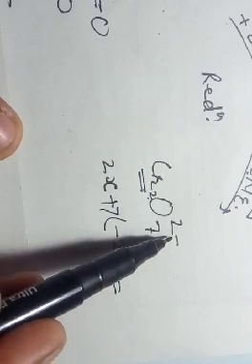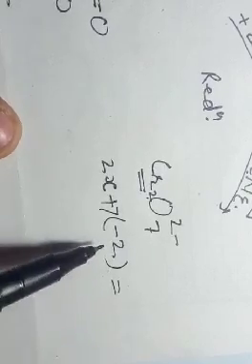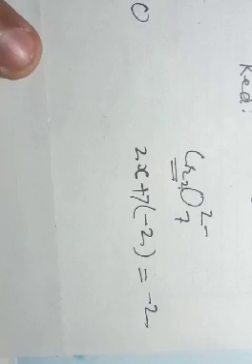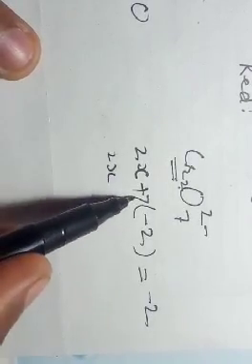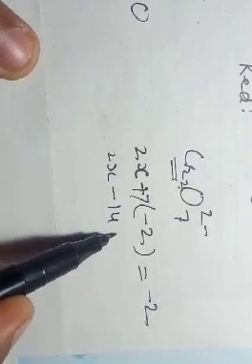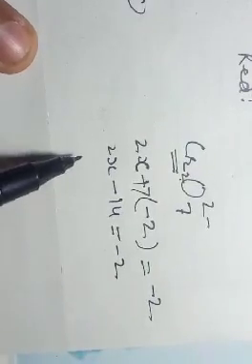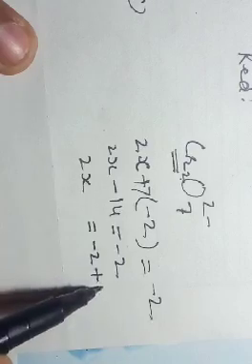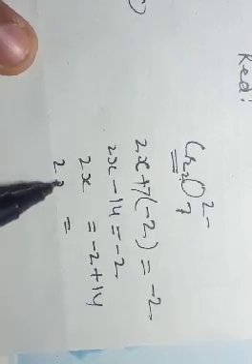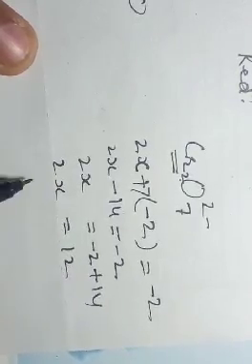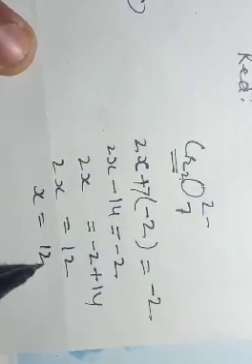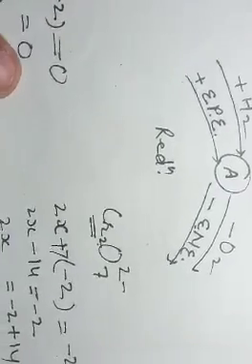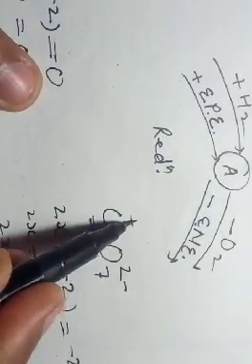The algebraic addition of the oxidation states of the different atoms present in an ion equals the charge carried by that ion, so we put -2. So 2x, 7 twos are -14, equals -2, which means 2x equals -2 plus 14. 2x equals 12, so x equals 12 divided by 2 equals +6. So what is the oxidation state of chromium here? It is +6.